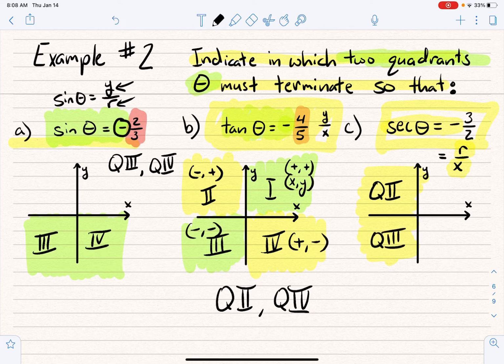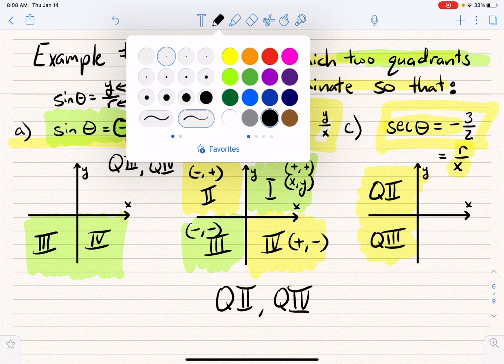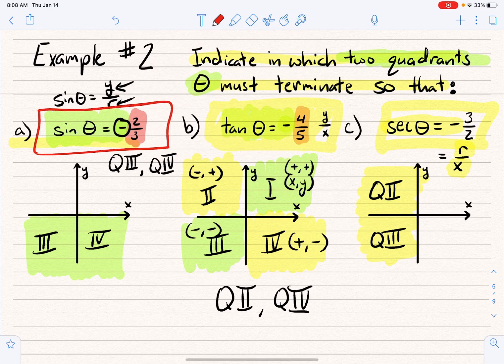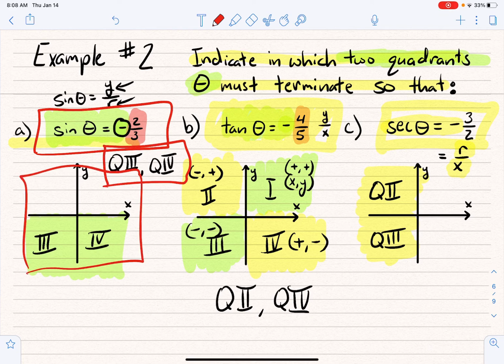I don't need you to draw all these illustrations, but for every problem like this, at the very least, you should write what's given to you in the book, and you should write what quadrants you're dealing with. If you want to draw a picture, you're welcome to, but you don't have to.